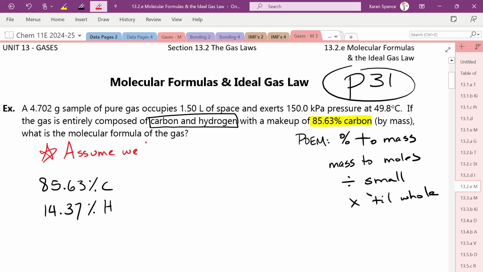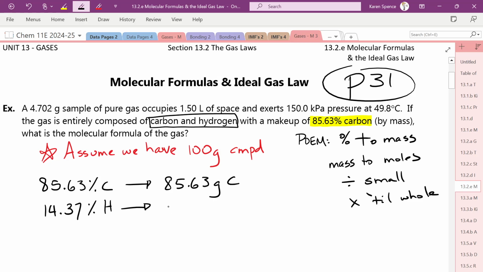Assume we have 100 grams of the compound. And what that means is that we would have 85.63 grams of carbon and 14.37 grams of hydrogen. So we have now done percent to mass.